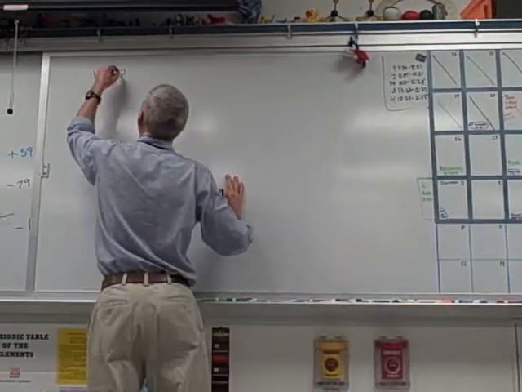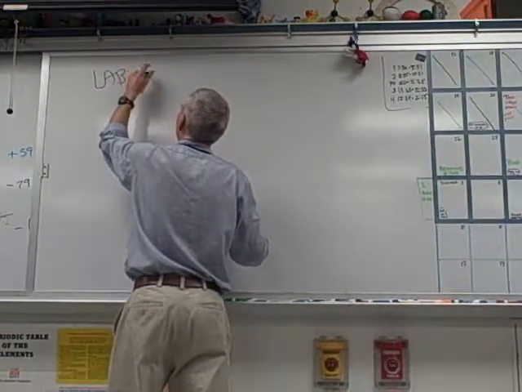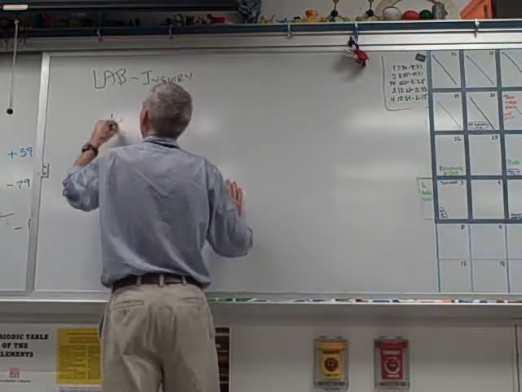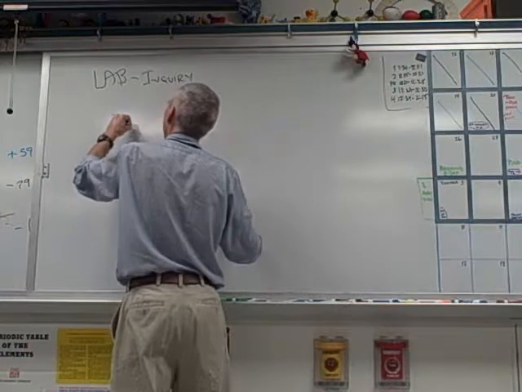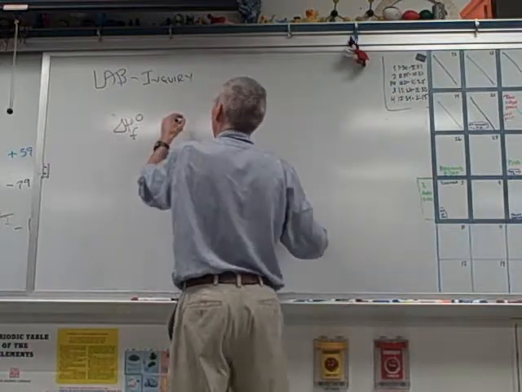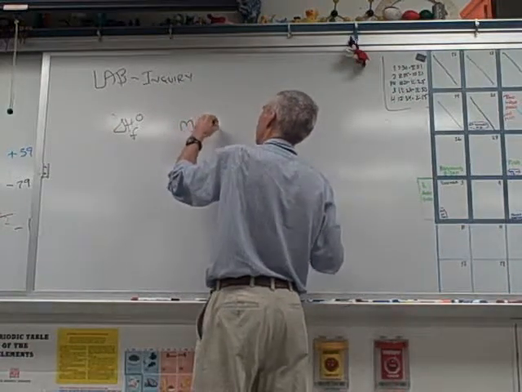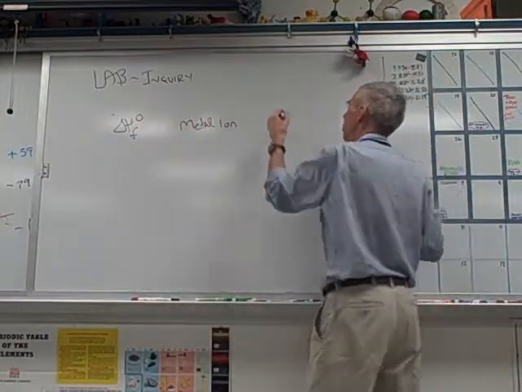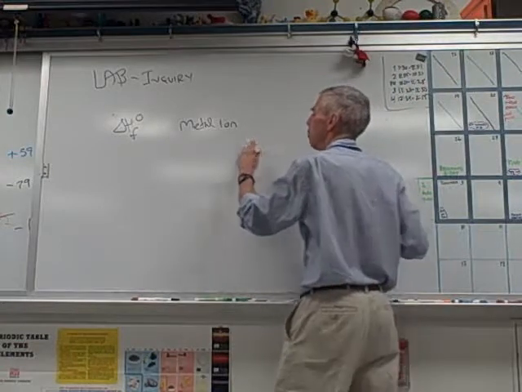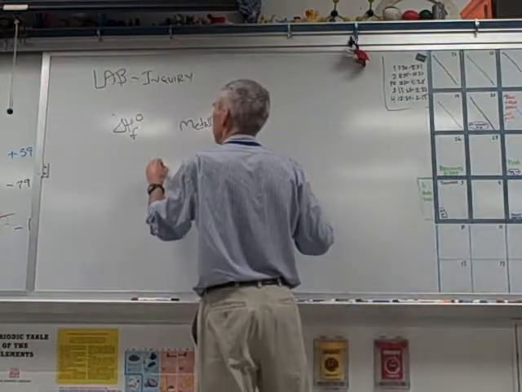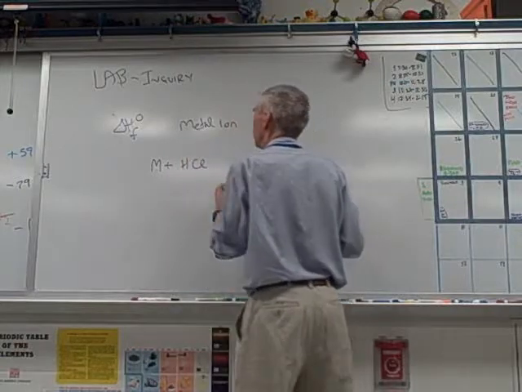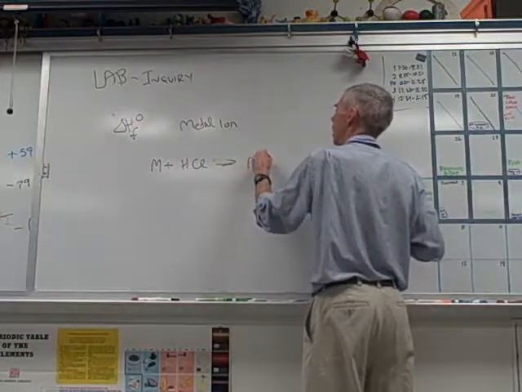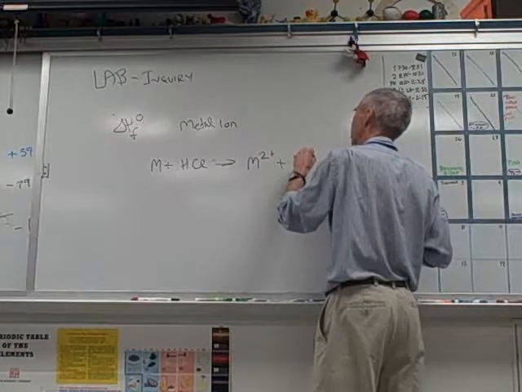Okay, so the lab is a discovery lab or an inquiry lab tomorrow. What you're going to try to do is find the delta HF naughts of a couple of metal ions. In other words, I'm going to give you a metal. You're going to react it to produce the ion of that metal. The way it's going to work is the metal reacts with hydrochloric acid to produce the metal ion and hydrogen gas.